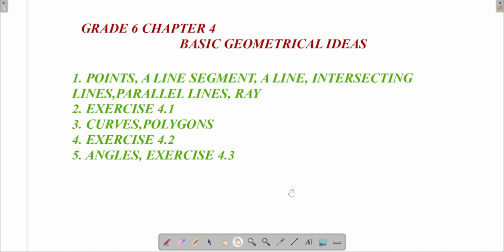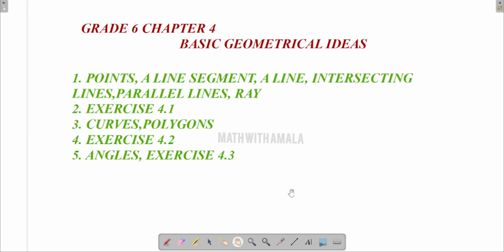This is a new part of a new chapter, chapter number 4 of grade 6, Basic Geometrical Ideas. Here we deal with geometry, which means we are moving on to the basic concepts of geometry, which is a big branch in mathematics. I have divided this chapter into 5 parts. The first part contains points, a line segment, a line, intersecting lines, parallel lines, and a ray.